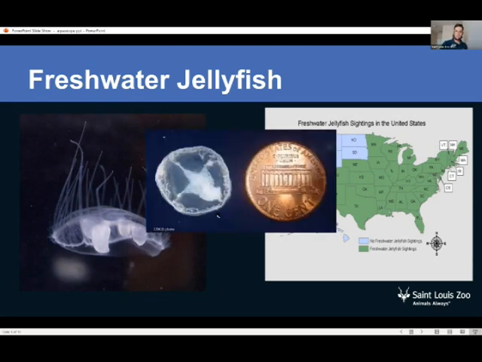Now, just to show you the size comparison, here's one of these freshwater jellyfish next to a penny. They only get about a half inch to maybe an inch at the most. They're very, very small.